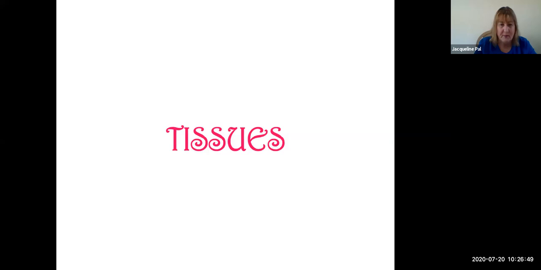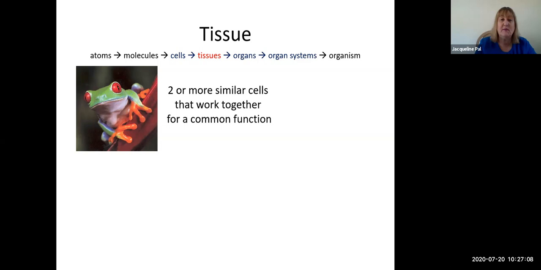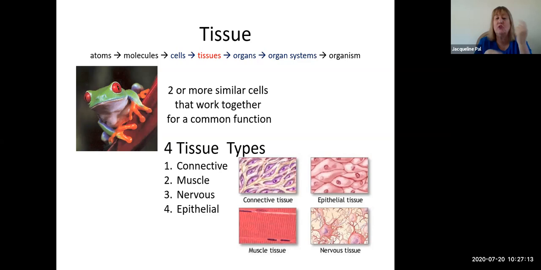All right, let's move on to tissues. So what was a tissue when we talked about it in the anatomy basics? That's right. It was two or more cells working together for a common goal. All right. Now here's the thing. Your body only has four types of tissues. Okay, connective tissue, muscle tissue, nervous tissue, epithelial tissue.